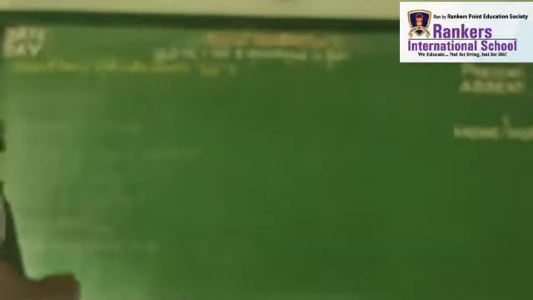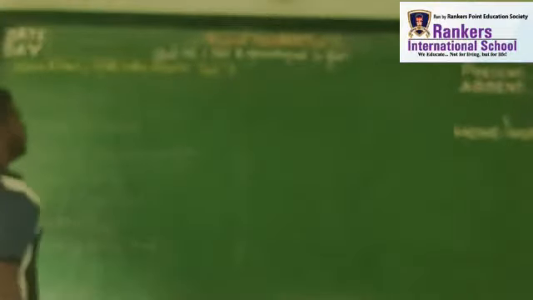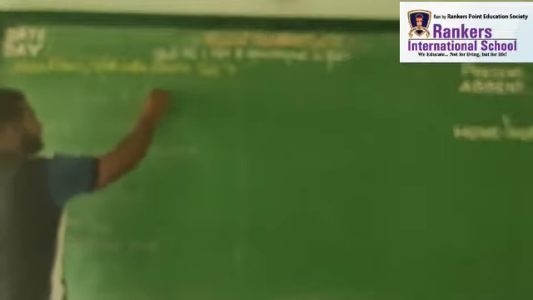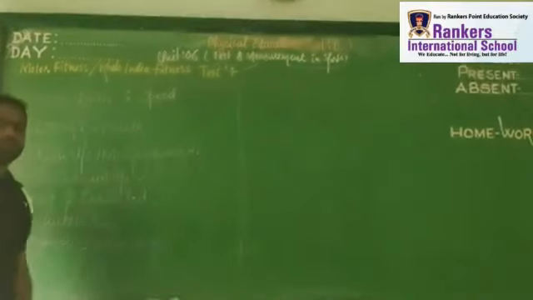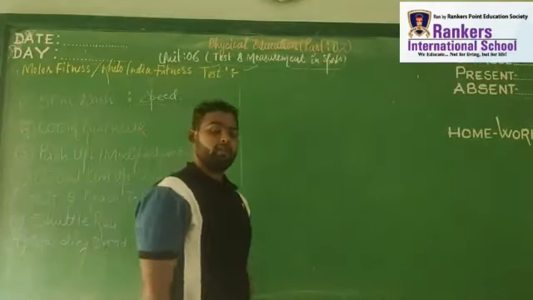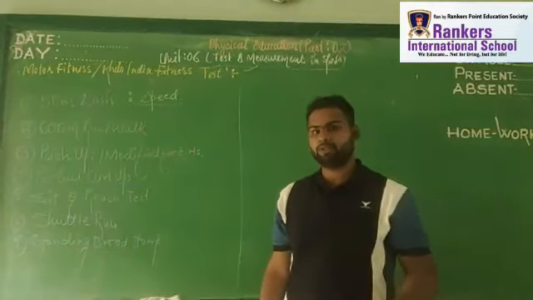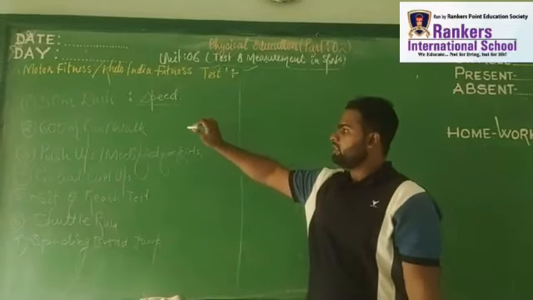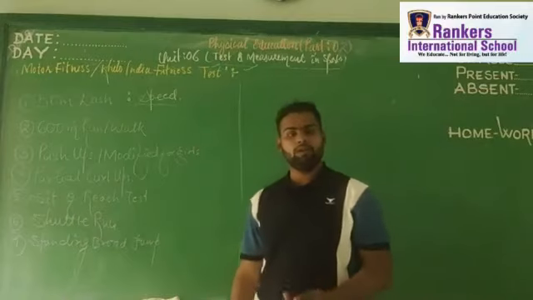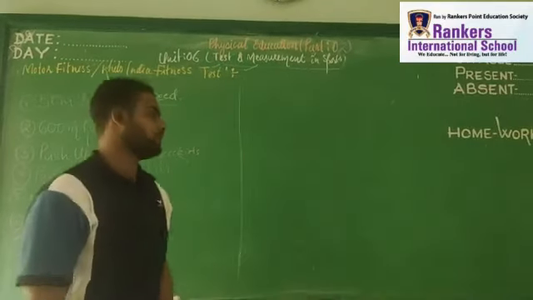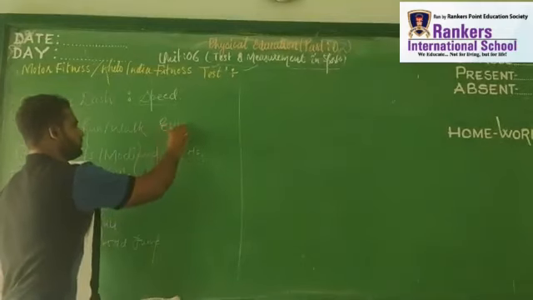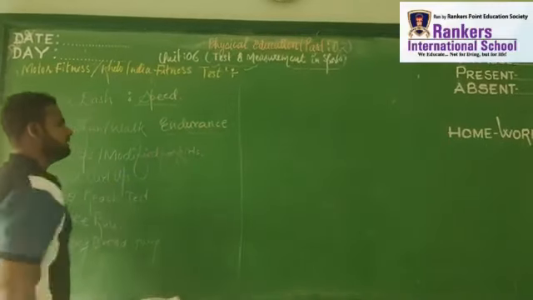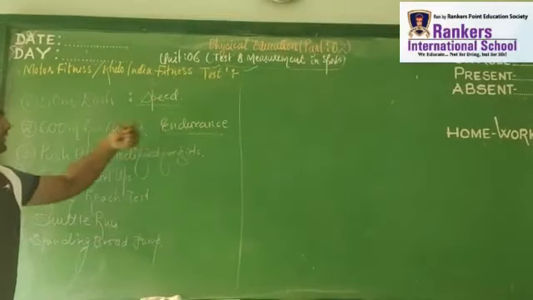If we talk about the very first one, the 50-meter dash, what does it measure? It measures the speed of an individual. What is speed? Speed is the ability to perform movement as fast as possible, or the ability to perform movement at a faster rate. The second is the 600-meter run or walk. It's a long duration activity, so it measures endurance.